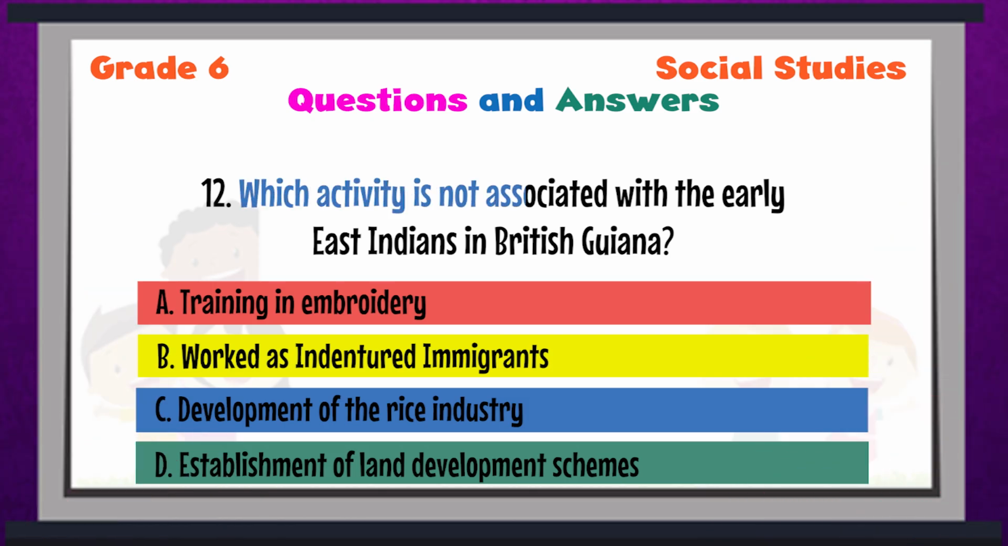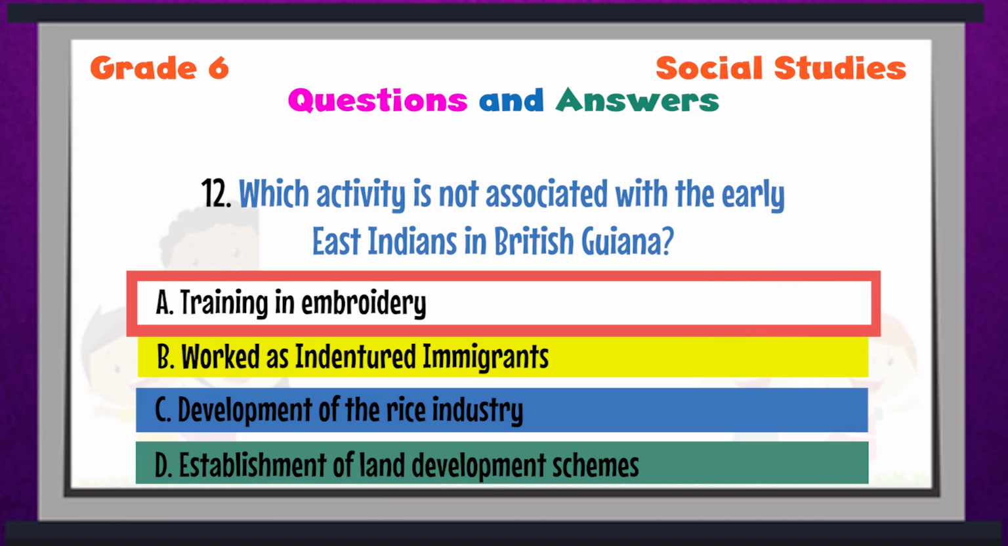Question 12. Which activity is not associated with the early East Indians in British Guyana? A, training in embroidery. B, worked as indentured immigrants. C, development of the rice industry. Or D, establishment of land development schemes. The answer to question 12 is A, training in embroidery.